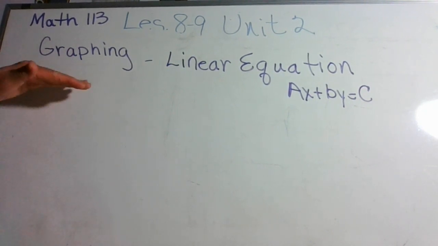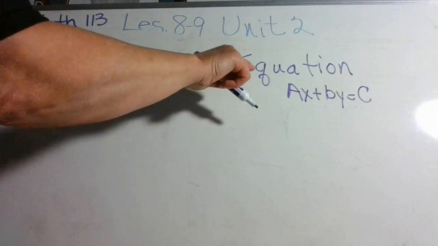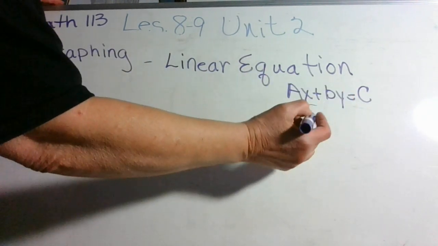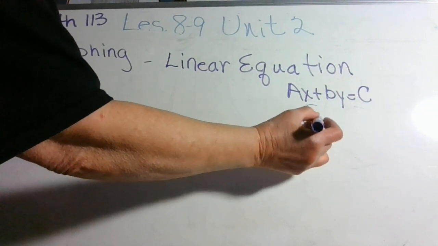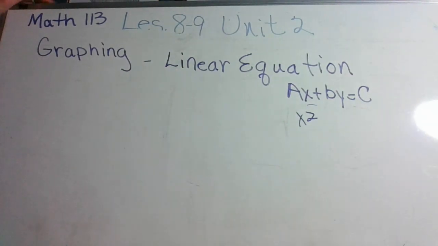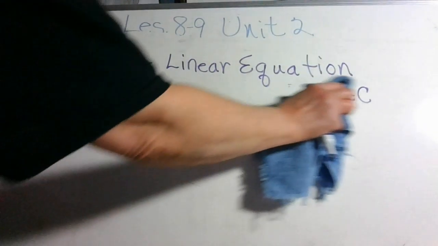So we're going to be graphing linear equations. We covered some of this in 111 and 112. So linear equations have just the x. Ax plus by equals c. If you remember, if we have the x squared, that's called a quadratic. But these are linear equations, and that's what we're going to be doing, graphing lines.